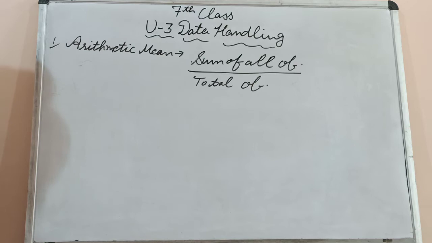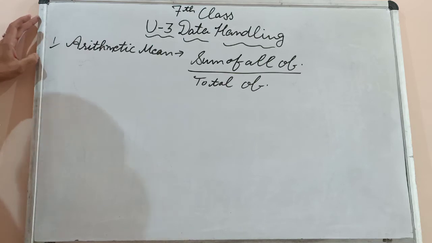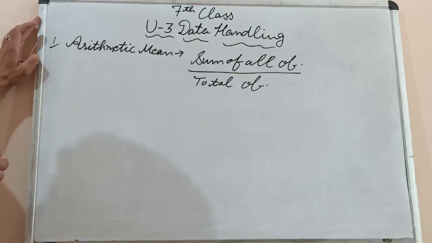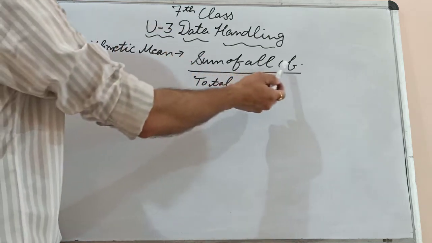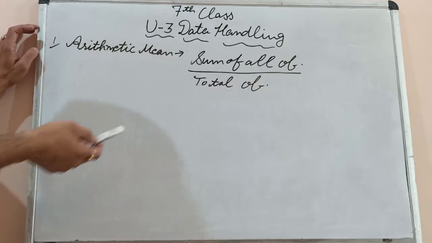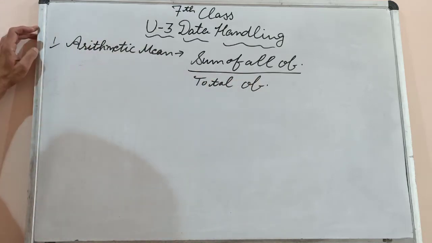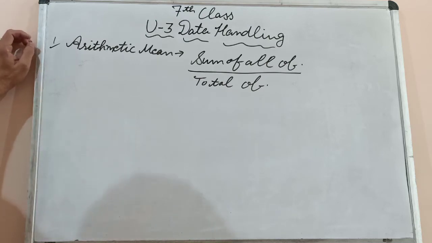So let us start with unit 3, that is data handling, in which we shall learn about arithmetic mean, mode, median, range and probability. So let us start with arithmetic mean first. So how to calculate arithmetic mean? If we add up all the observations of a given data and divide by the total number of observations, we will get the arithmetic mean. So it is the most common representative value of a group of data.